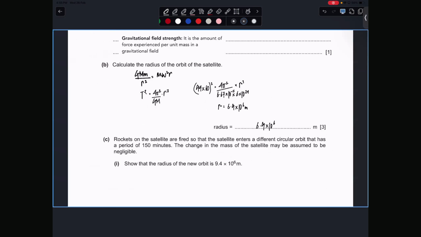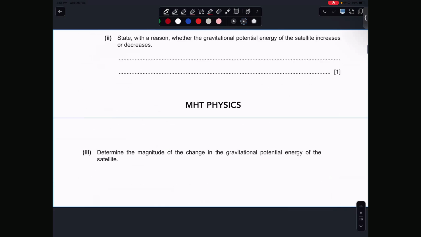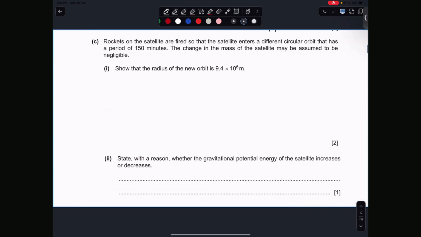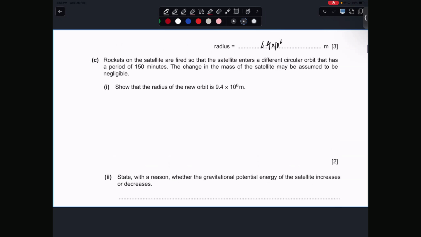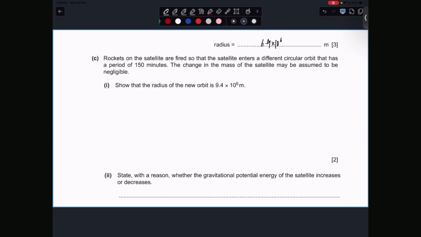Okay, next it says, look at this one, these are important questions. Rockets on the satellite are fired, so the satellite enters a different circular orbit and has a time period of 150 minutes. The change in mass of the satellite may be assumed to be negligible. Show that the radius of the new orbit is 9.4 into 10 to the power 6 meter. There are two ways to do this. One is a very long way, one is the way they want. Since it's 2 marks, you're supposed to use ratio.